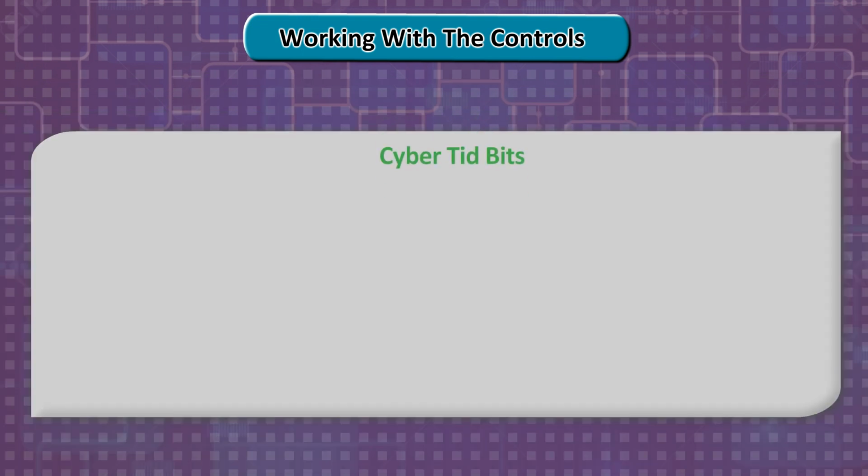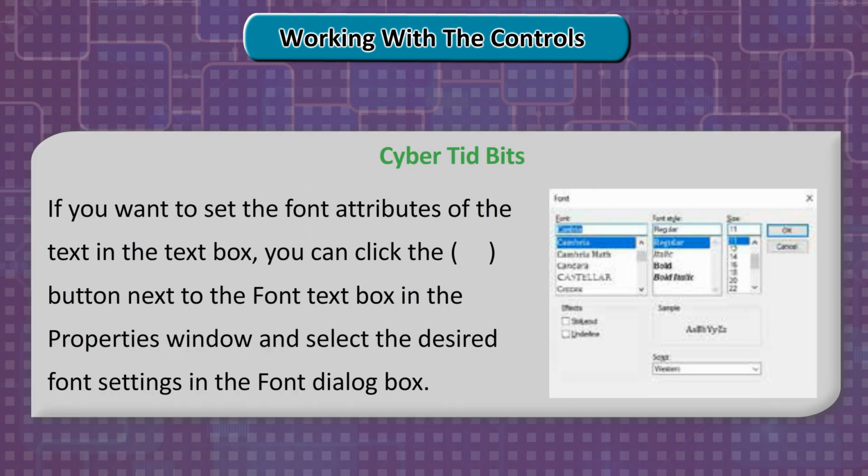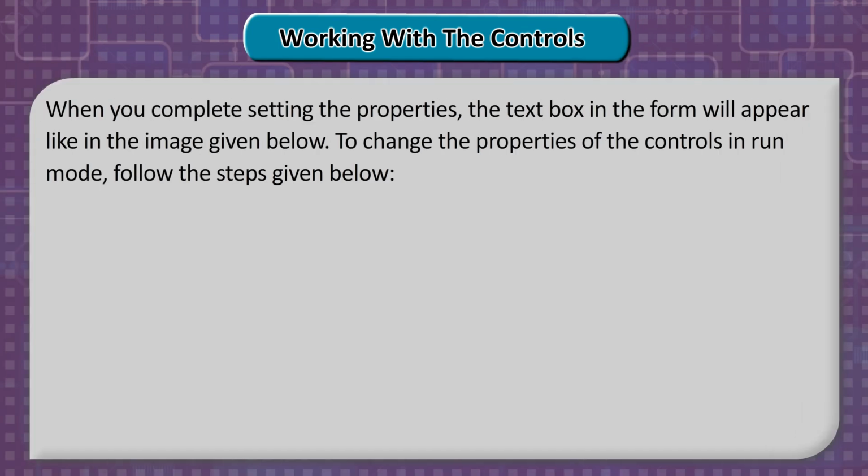Cyber tidbits. If you want to set the font attributes of the text in the text box, you can click the button next to the font text box in the properties window and select the desired font settings in the font dialog box. When you complete setting the properties, the text box in the form will appear like in the image given below. To change the properties of the controls in run mode, follow the steps given below.